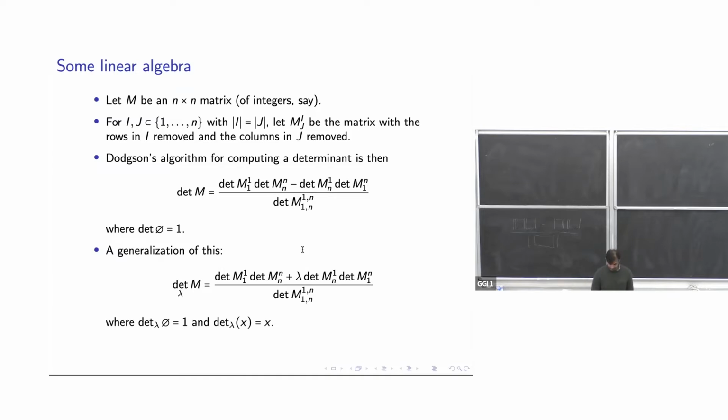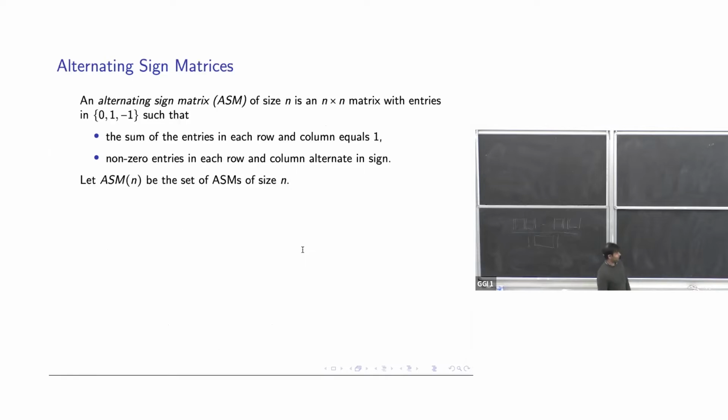Okay, and one of the questions in the 80s is, for this relation, is there a specific formula? Okay, and it turns out that there is. And in order to give you this formula, I need to tell you what an alternating sign matrix is. So an alternating sign matrix of size n is just an n by n matrix with entries in 0, 1, and -1, such that the sum of the entries in each row and column is equal to 1, and the non-zero entries in each row and column alternate in sign. So you'll get a 1, some zeros, then a -1, some zeros, and then a 1, etc.